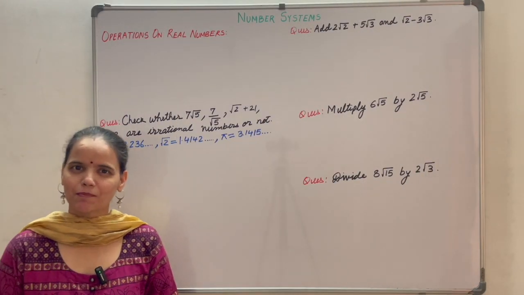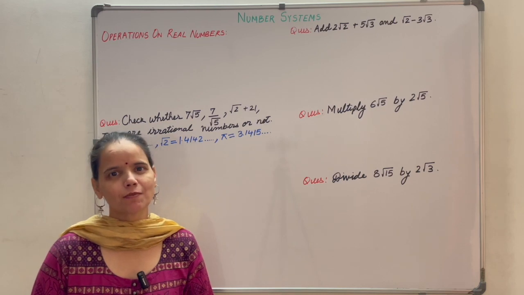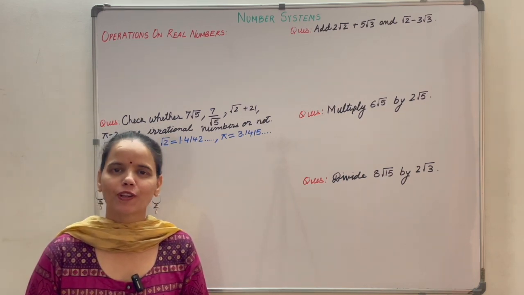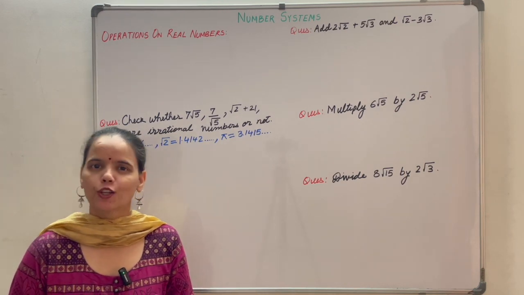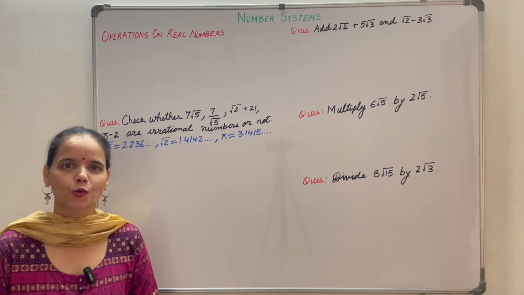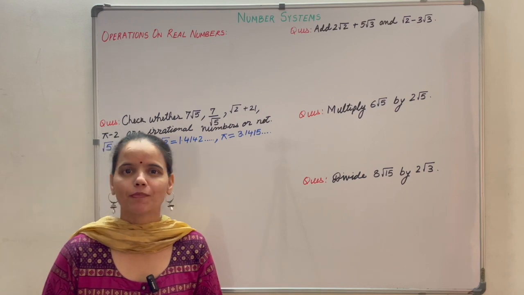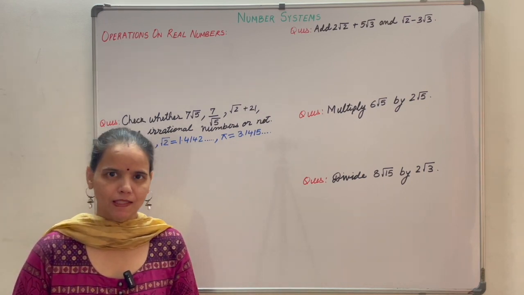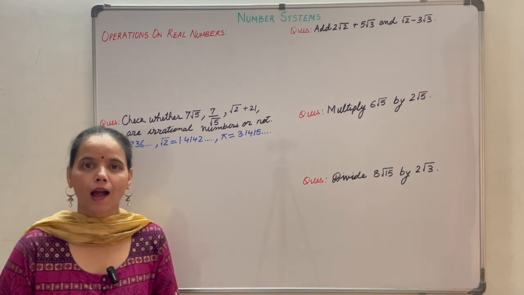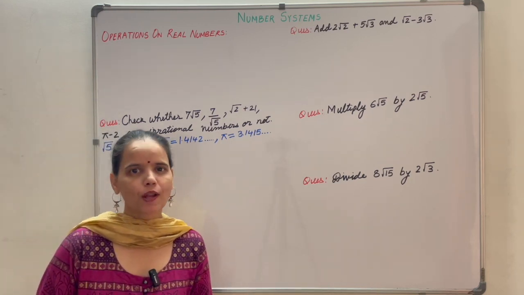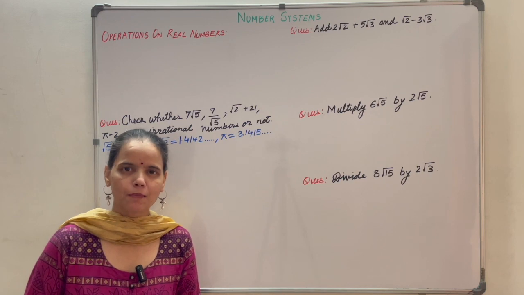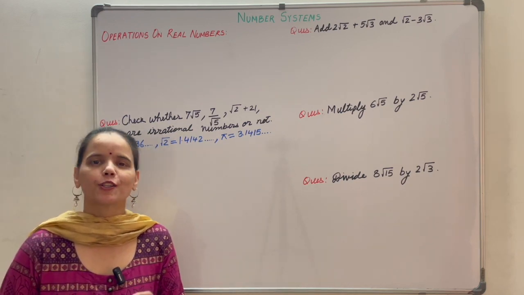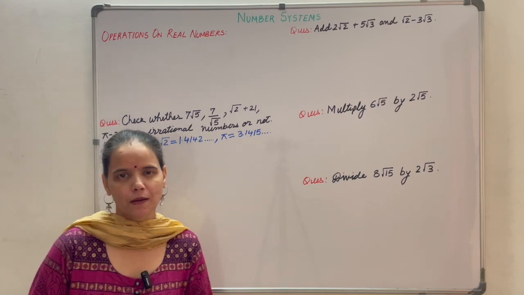Operations on real numbers. You already know that rational numbers satisfy the commutative, associative, and distributive laws for addition and multiplication. You also know that rational numbers are closed under addition, subtraction, multiplication, and division except for 0. What does it mean? It means that whenever you add two rational numbers, subtract two rational numbers, multiply two rational numbers, or divide any two rational numbers except for 0, you will always get a rational number.